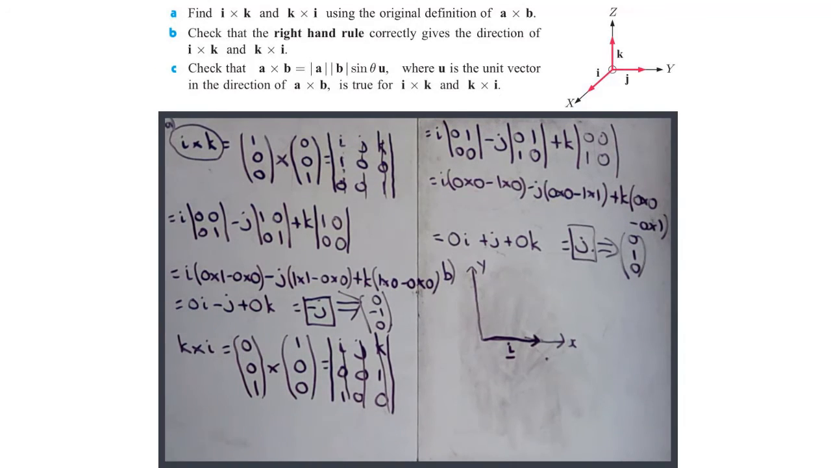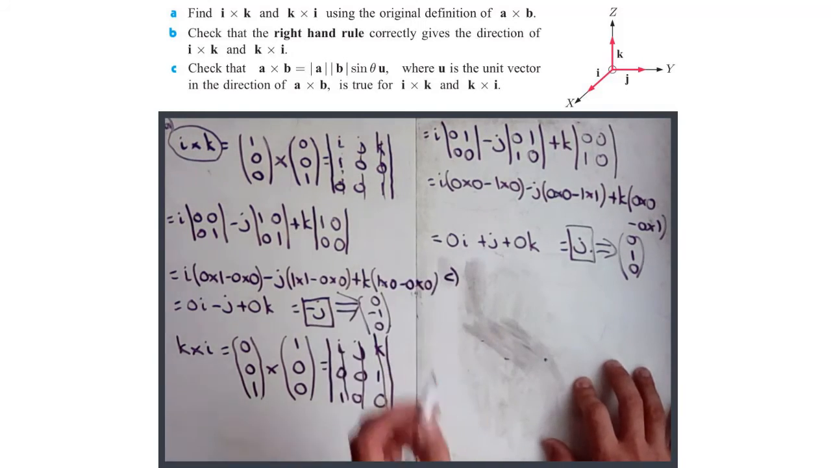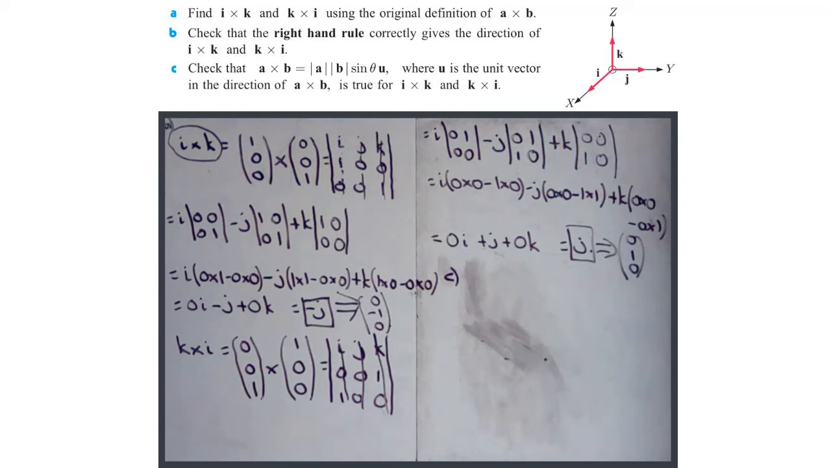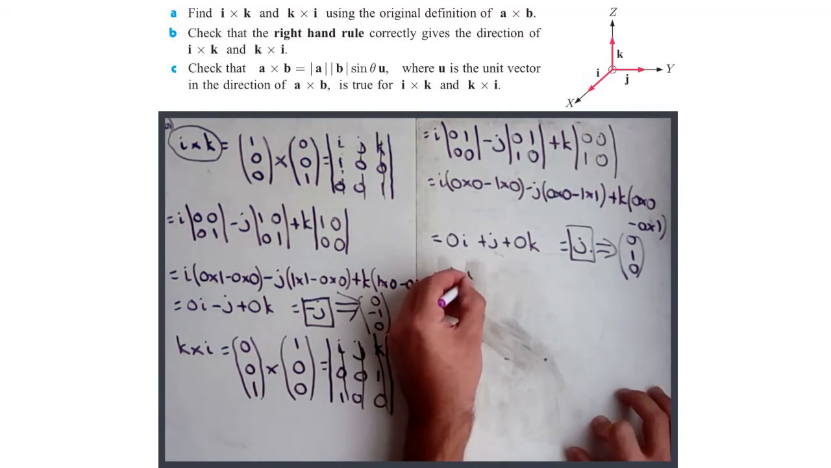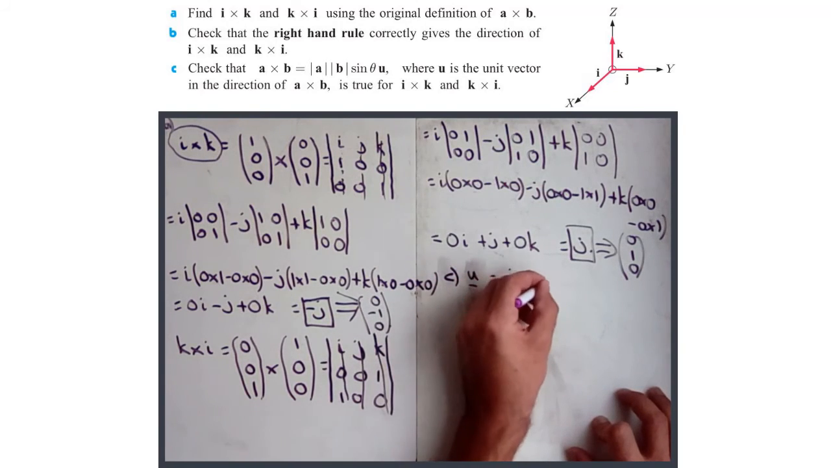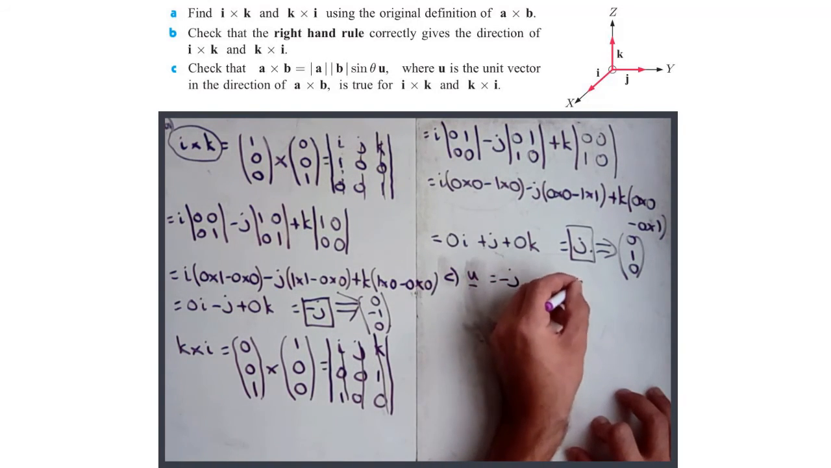Part C: check that A cross B equals the modulus of A times the modulus of B times sine theta u, where u is a unit vector in the direction of A cross B. So check that that is true for I cross K and K cross I. Okay, so for part C, the unit vector that we're interested in the direction of I cross K was minus j. That's a unit vector and it's in the direction. So the unit vector u equals minus j for I cross K.